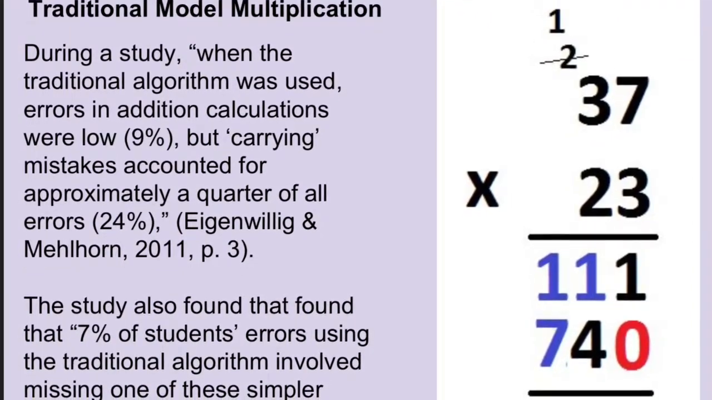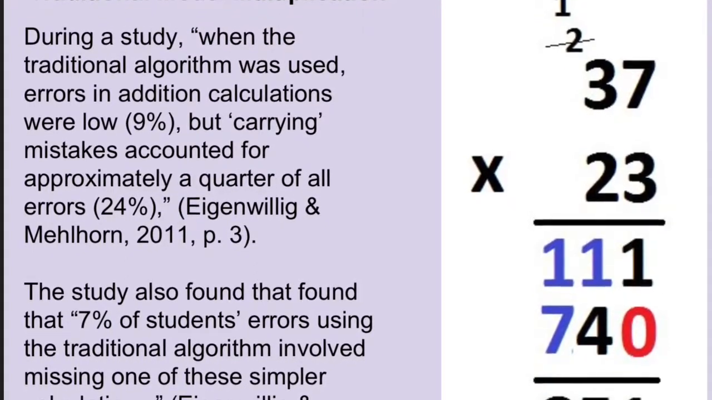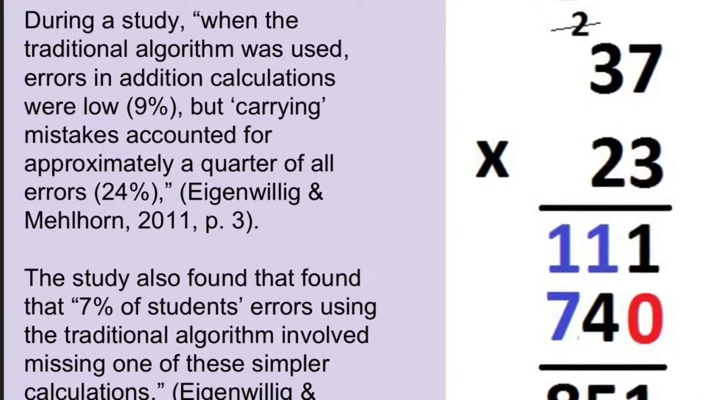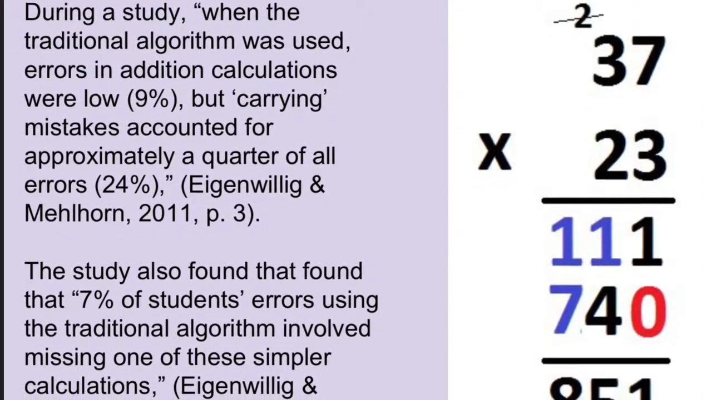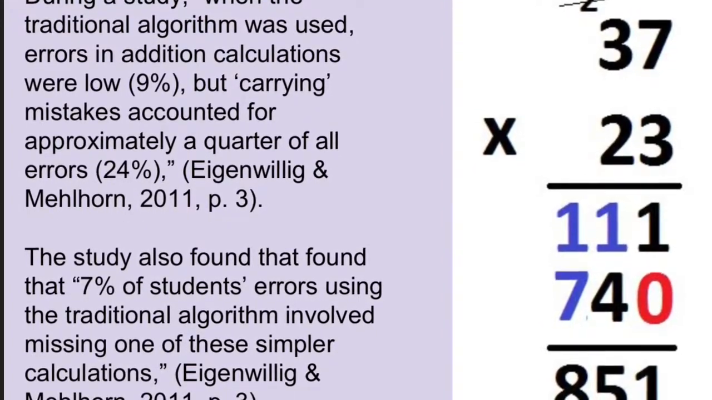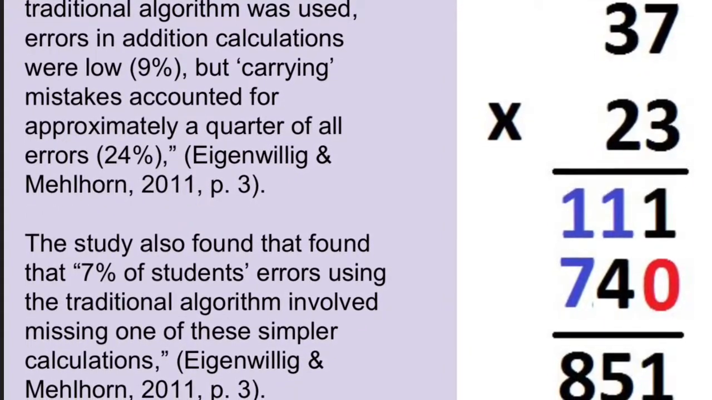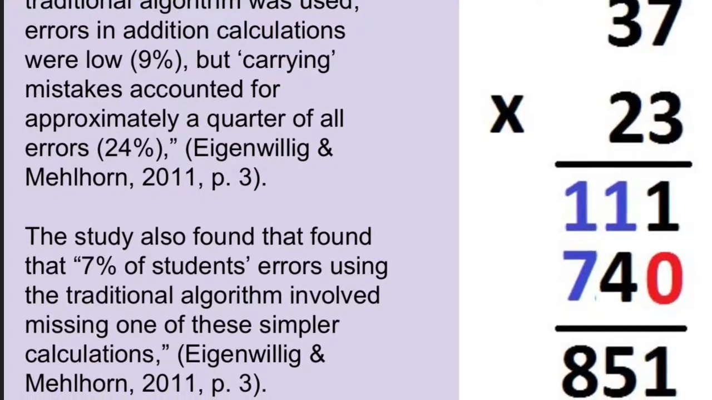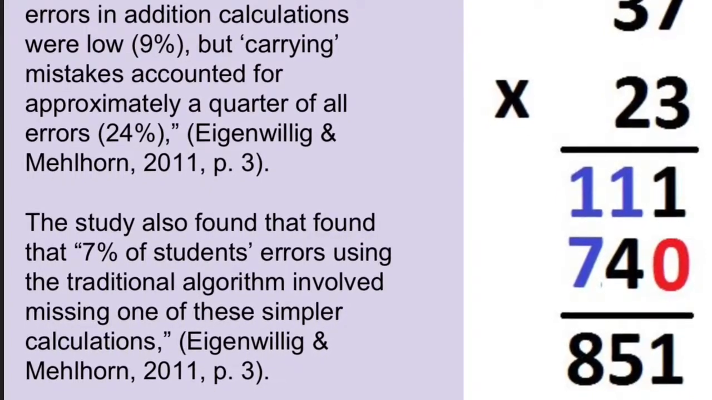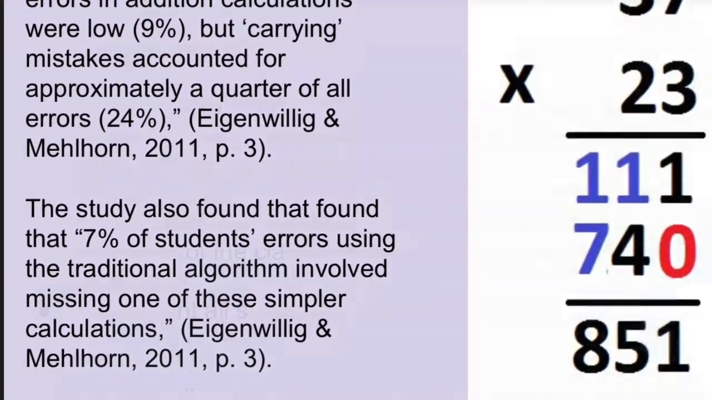Assuming you were taught traditional model multiplication like I was, you know that it is a series of steps to complete the algorithm. Now, during a study, it was found that when the traditional algorithm was used, errors in addition were low, but when you carried, those mistakes accounted for approximately a quarter of all the errors when children got the problem wrong. The study also found that 7% of the students' errors using the traditional algorithm involved missing one of these simple calculations. So instead of understanding place value like the standard indicates, students are just learning repetitive steps to solve a problem. That's why I am advocating that other multiplication strategies need to be taught in schools.